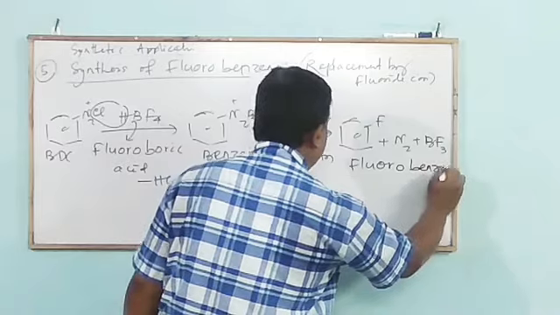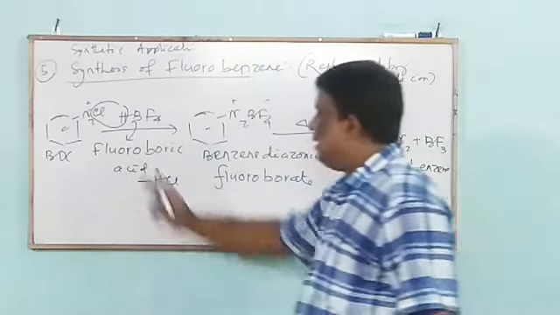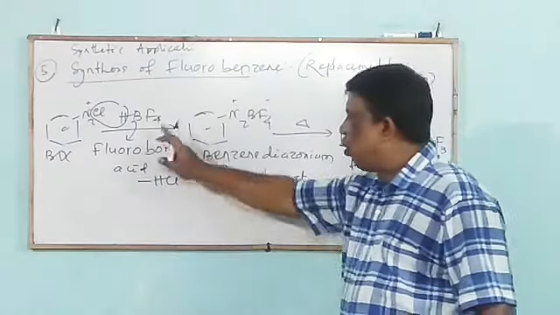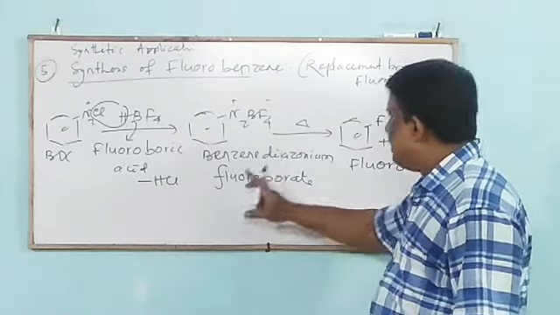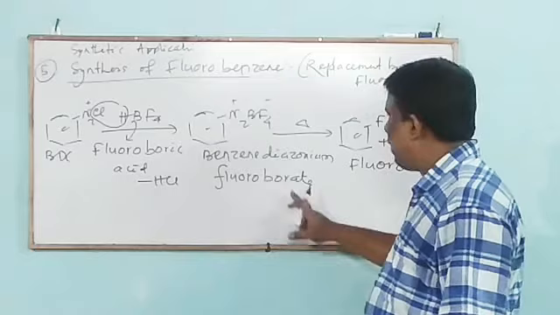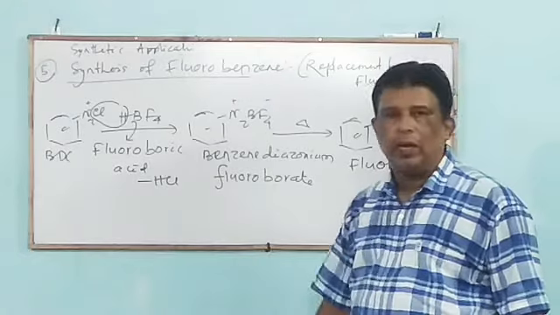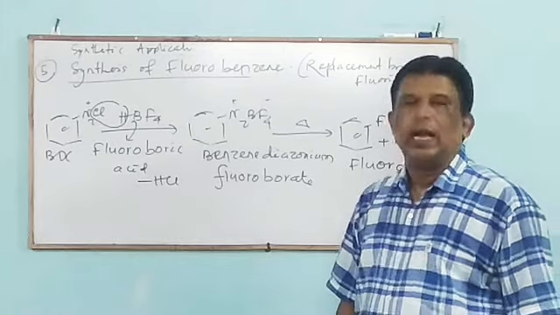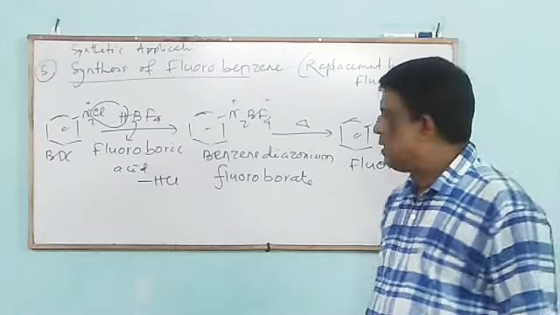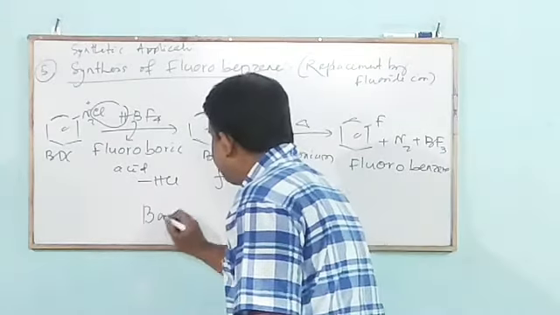it is known as fluorobenzene. So first what happened? Benzene diazonium chloride heated with fluoroboric acid forms a precipitate known as benzene diazonium fluoroborate, which is separated, filtered, dried, and upon heating forms fluorobenzene. It is a scientific name reaction and its name is the Balz-Schiemann reaction.